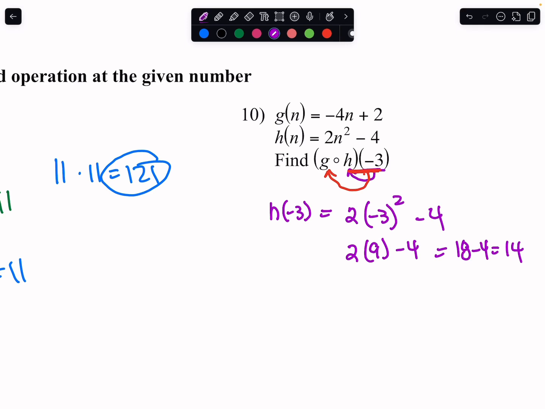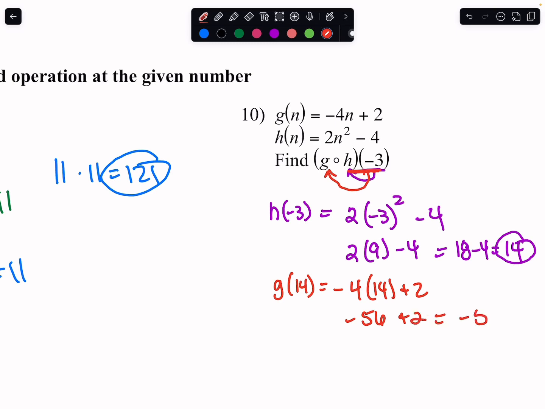I'm going to now take this 14 and plug it into G. So G of 14 is going to be -4 times 14 plus 2. And then -4 times 14 happens to be -56 plus 2. And that final answer is going to be -54. So this is the final answer for this equation.